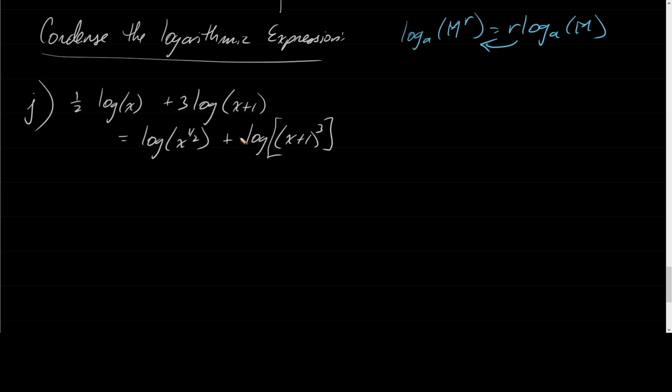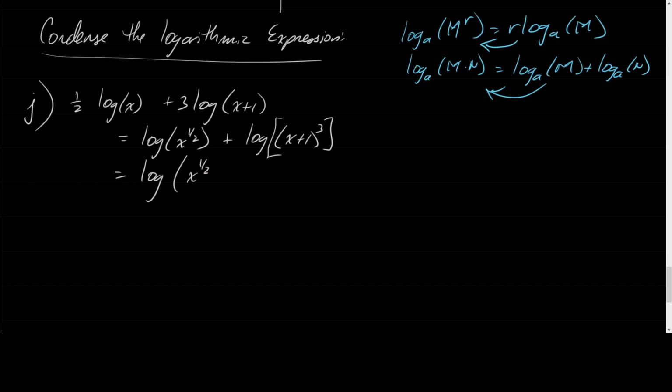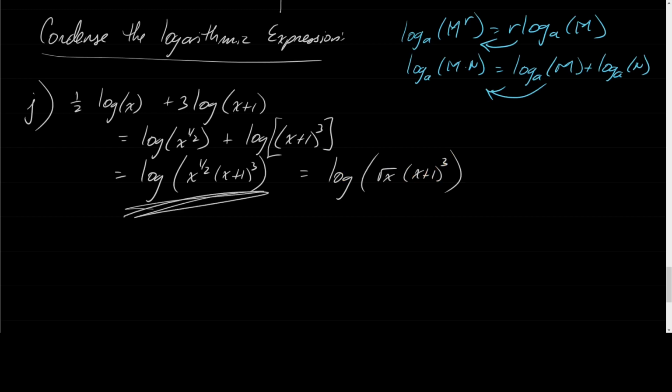And finally, from the product rule, I'm going to go from the sum going back the other way. So what I'm talking about is if I had log base a of m times n, we said that this was log base a of m plus log base a of n. So we're going to go this way. This becomes just simply log of x to the 1/2 times x plus 1 cubed. And if you really wanted to, you can rewrite this as log of radical x times x plus 1 cubed, but that's not necessary. You could have left it as this as your final answer.